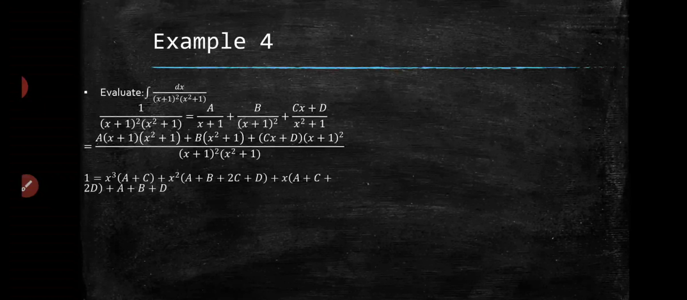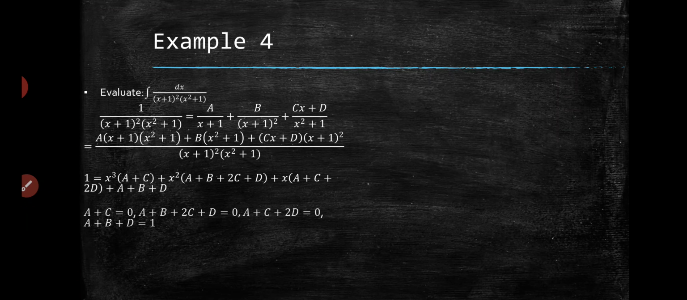Now from here I can see there is no x cube term on the left hand side, so a plus c will be 0. Then again no x square term, so this whole thing will be 0. No x term also, so a plus c plus 2d also will be 0. Only there is a constant term which is 1, so therefore a plus b plus d will be 1. Right? So now the next step is to solve and find the value of a, b, c, d.